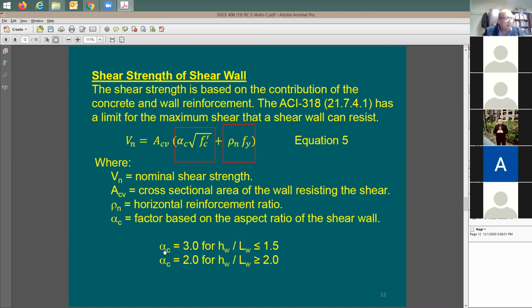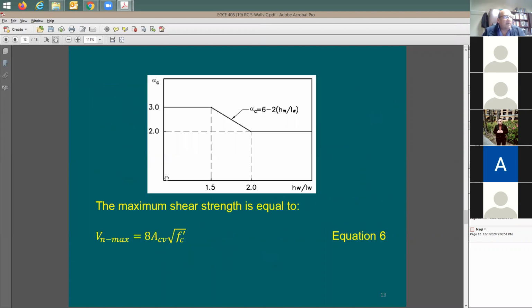And they said this alpha C is going to be equal to three when, as you see, the wall height to wall length ratio is small. So I'm going to be using this graph for it. Based on the wall height to the wall length, you're going to have a different factor for alpha sub C. When it becomes like two, in this region, the wall works like a regular beam, and it can go up a little bit, all the way to three.